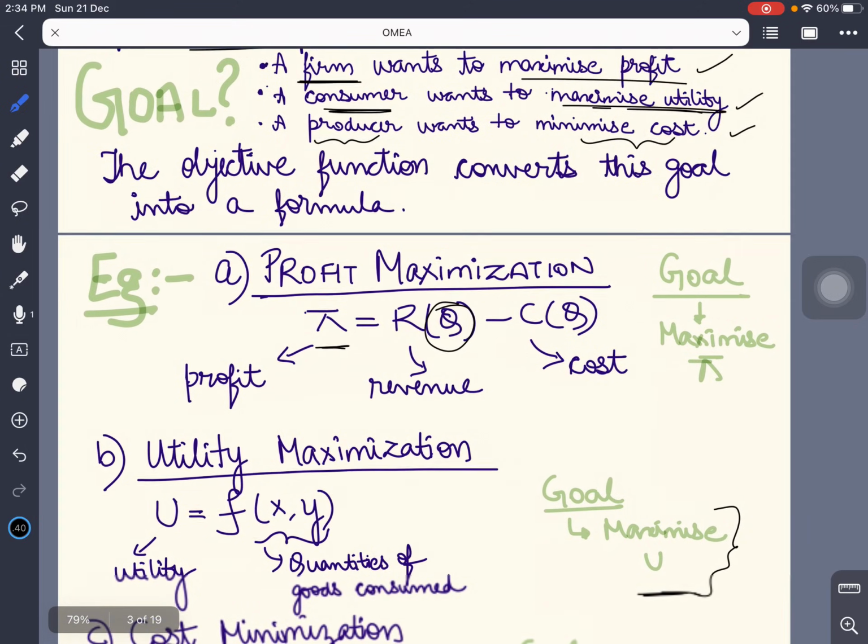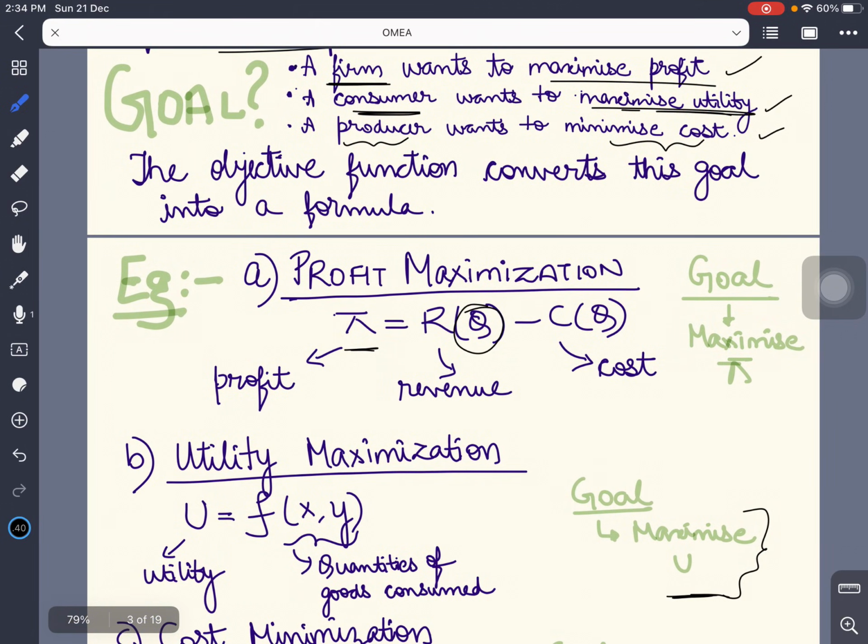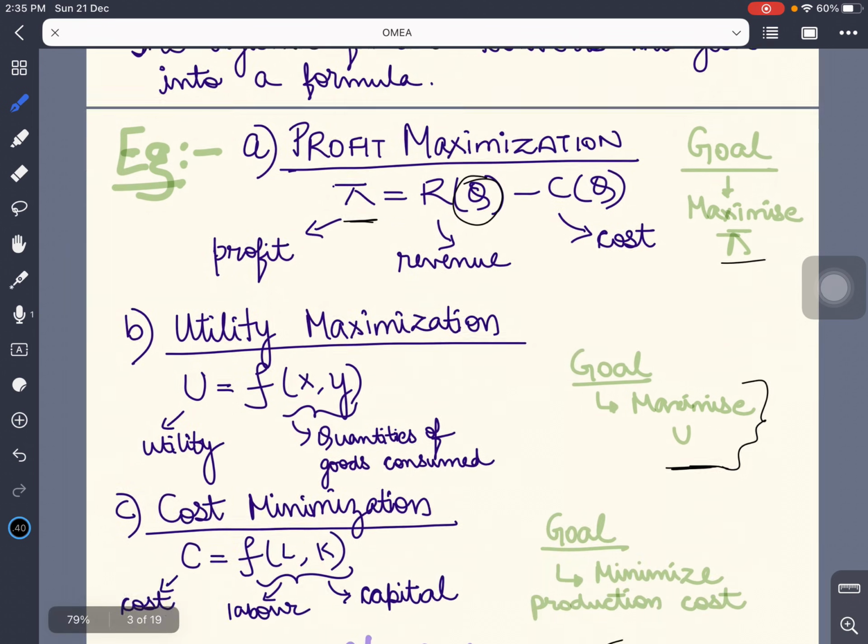Let's understand this with a few examples. The first is profit maximization. The goal is to maximize profit. We denote profit in mathematics by the symbol pi, and the formula for profit maximization is revenue minus cost, which is denoted in terms of the quantities produced by the producer.